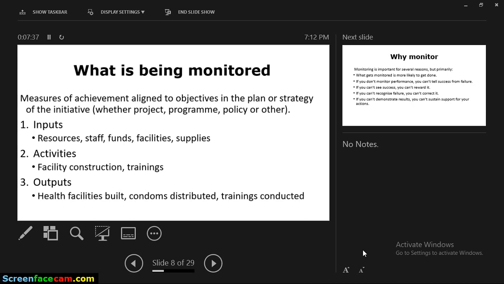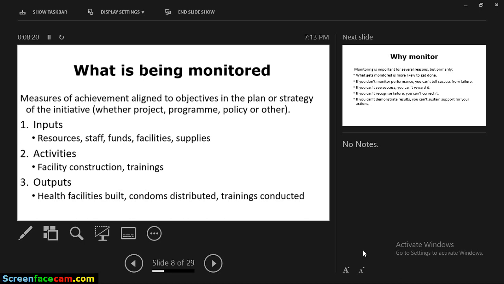So here there is a chain where you start at inputs. Once you have the resources, it could be in monetary terms, it could be human capital, it could be facilities, it could be vehicles. All those are inputs that now make it easy for you to do the activities. So once you've gathered your resources, the next stage will be for you to start conducting your activities. An example is facility construction, that's an activity. Then you'll be doing some form of trainings. Then once you've done your activity, the immediate results that you should be able to see is called an output.